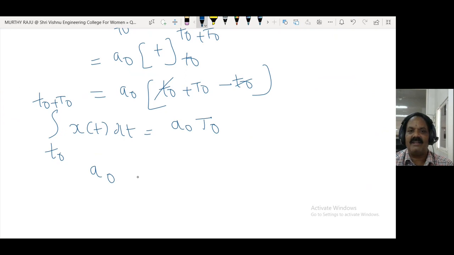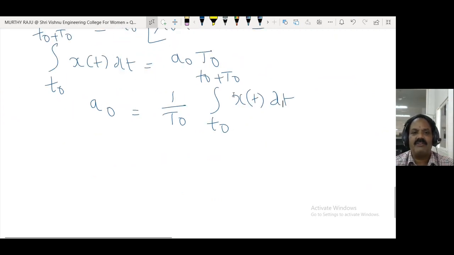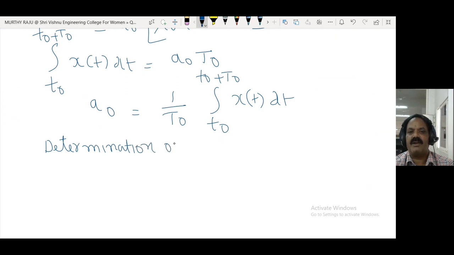Therefore, finally, a naught, the DC component of the Fourier series expansion for the representation of periodic signals, is 1 by capital T naught times the integral of x of t dt. This is the a naught value. Now, determination of an, the Fourier coefficient.